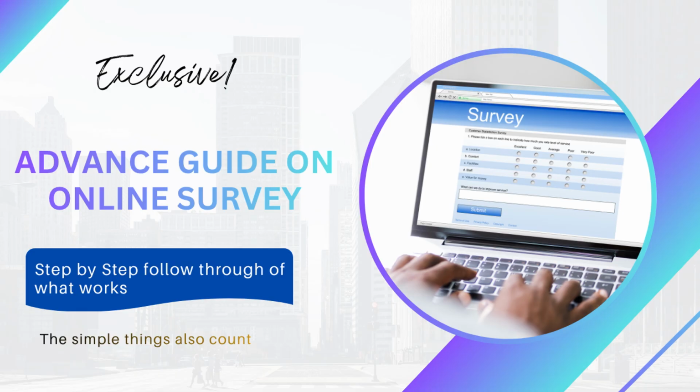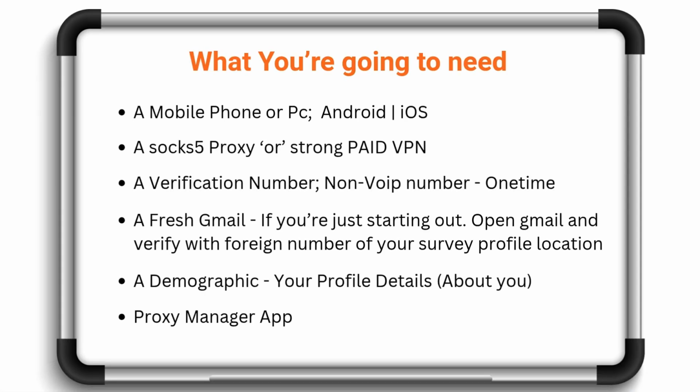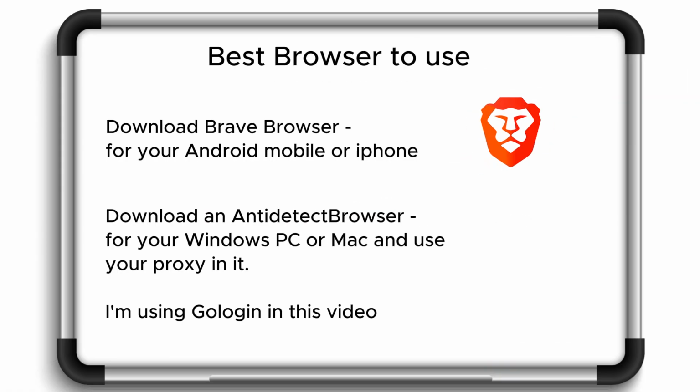So to get started, you can use your mobile phone or PC. If you are using your mobile phone, the best browser to use for surveys on both Android and iPhone is Brave browser. So get Brave browser on your mobile phone if you don't already have it. And if you are using a PC like me, you will need an anti-detect browser.